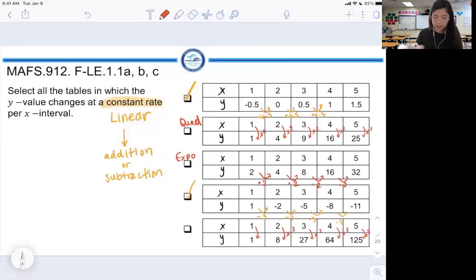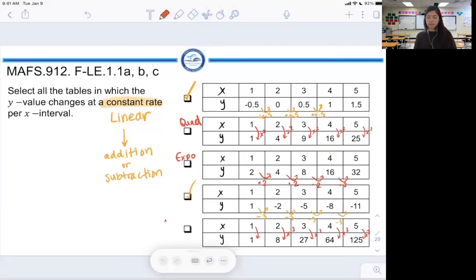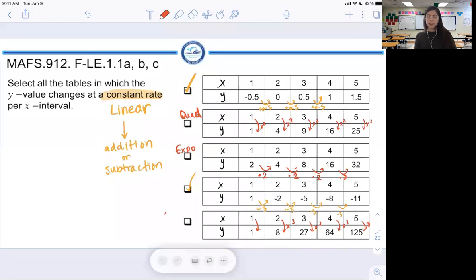Would anyone like to take a guess as to what that's called? It's a type of function. X to the power of 2 is quadratic. So B was quadratic. D is taking x to the power of 3. Cubed. Yes. Nice. It's cubic.